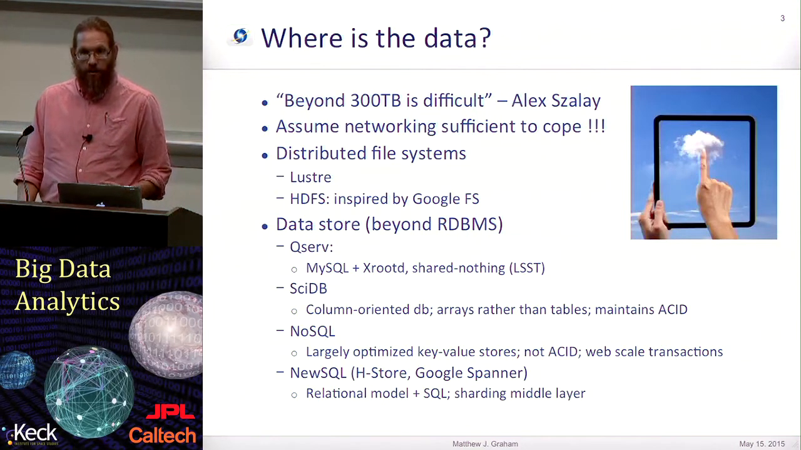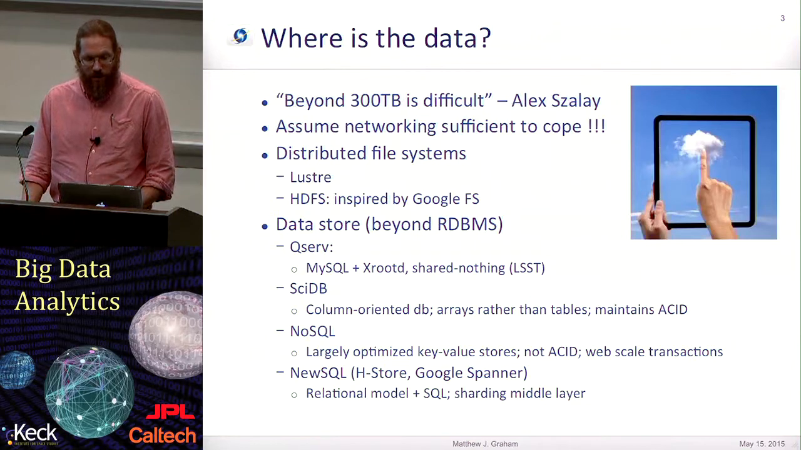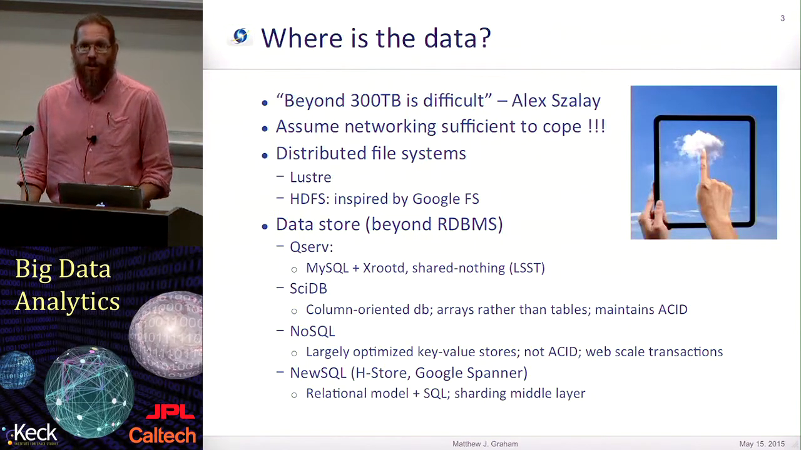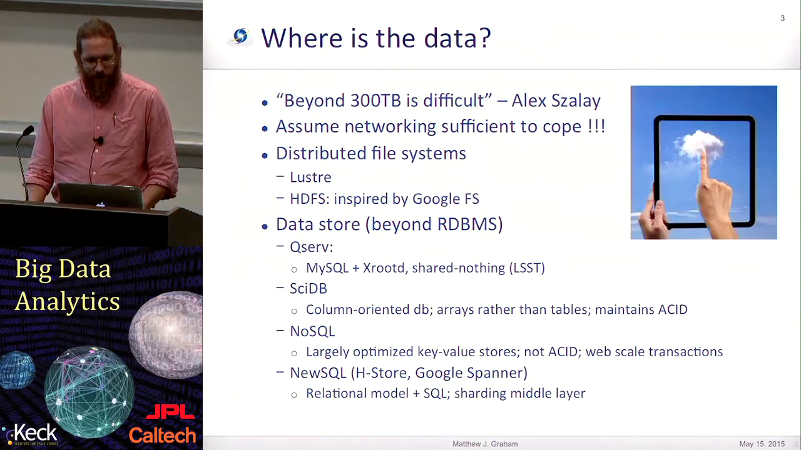SciDB is another piece of technology that's aimed very much at scientific data. It's a column-oriented database as opposed to row-oriented, and it tends to work with arrays as the first-level data objects rather than tables. It also maintains ACID, which is good, as you'll remember from the database modules. So that's another thing to have a look at that has come out of the XLDB project at Stanford.